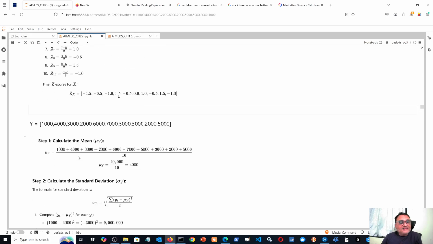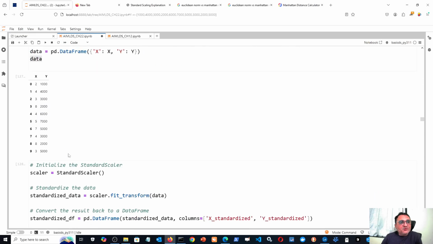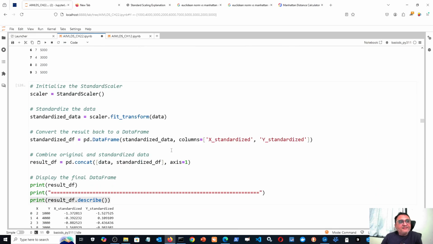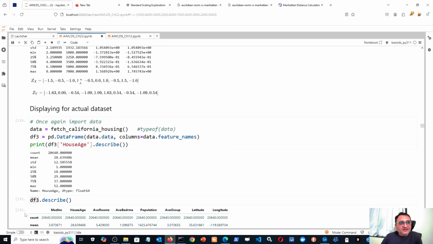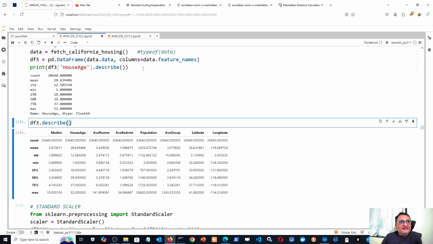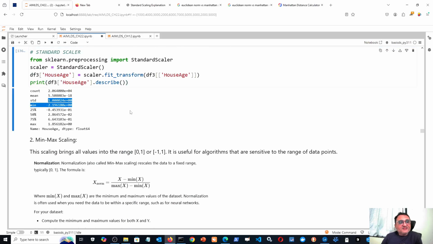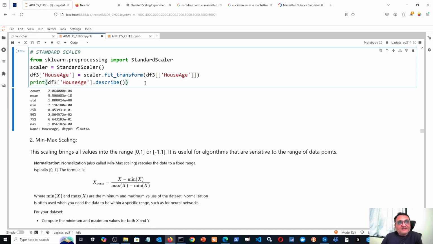So I have shown standardization by definition for a simple data set having only 2 columns, x and y, and then by code I have shown standardization or standard scaling for my entire data set also, right? So this is what standard scaling means. Ultimately, the mean should become 0 and the standard deviation should become 1.